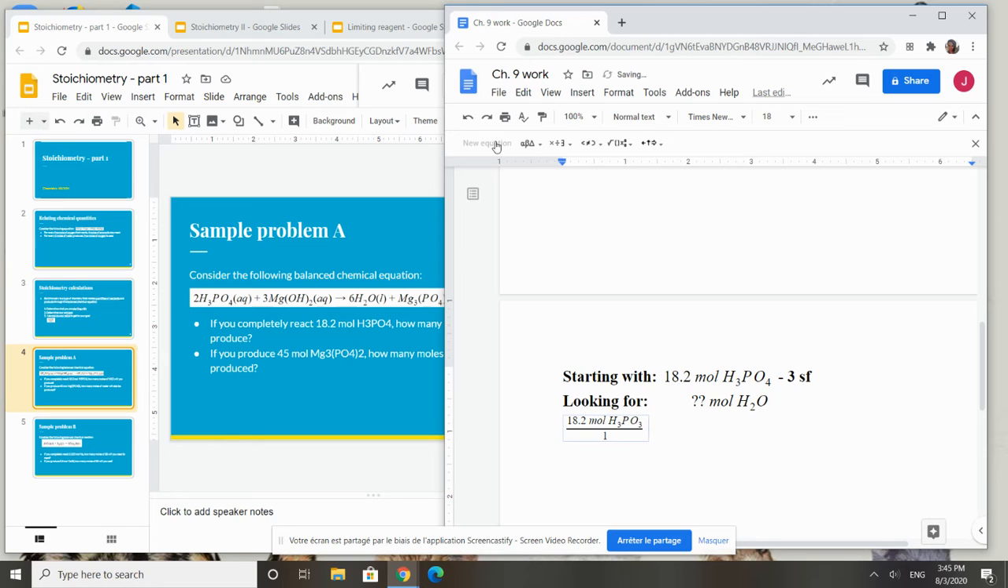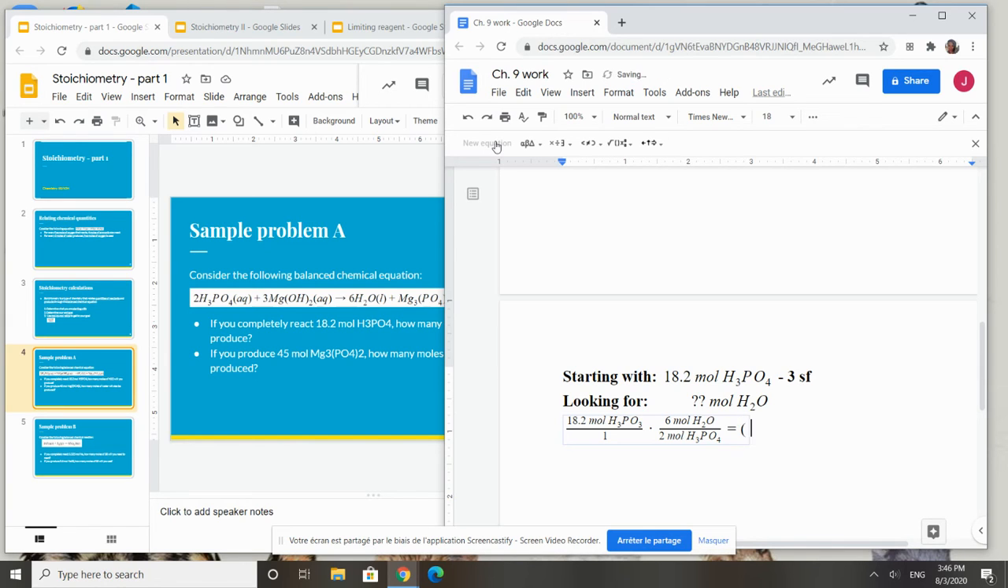and I put it over 1. And then I go to the balanced chemical equation, and I see that for H2O, there is a 6 in front of it. So I put 6 mole H2O up top. I find H3PO4. I see that there is a 2 in front of it. It's always going to be what you're looking for up top and what you're starting with on the bottom. Not that I recommend memorizing it, but some students like to have that sort of basis in their head.